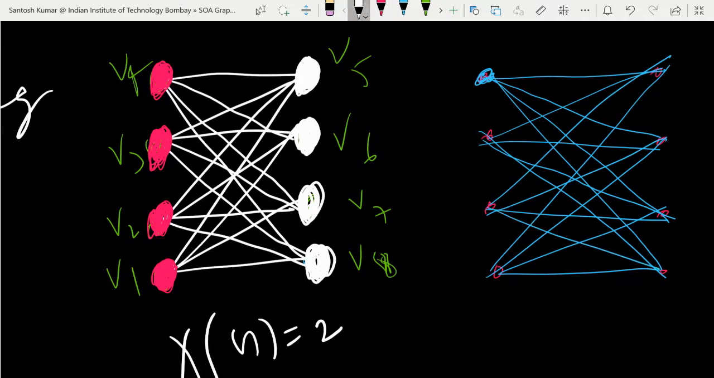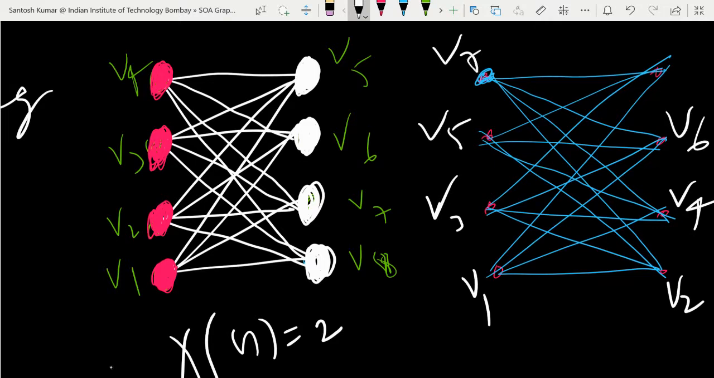Okay, now like I ordered in this way, you can also order in this way: V1, V2, V3, V4, V5, V6, V7, V8, no problem. So now you will give color in the same order, okay? Like you will start with V1. Suppose V1 I give this color, okay?